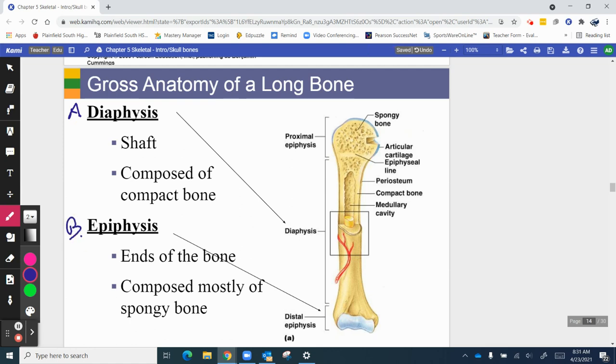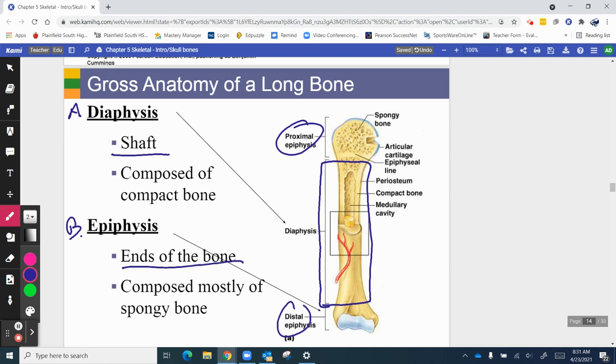The first part is what's referred to as the diaphysis. This is the shaft of the long bone here, so this is the middle section. All right. And then we also have what's called the epiphysis, and there are two of them. There's a proximal epiphysis and a distal epiphysis, so those are the ends of the bones. Diaphysis is mostly compact bone. Epiphysis is usually spongy bone.